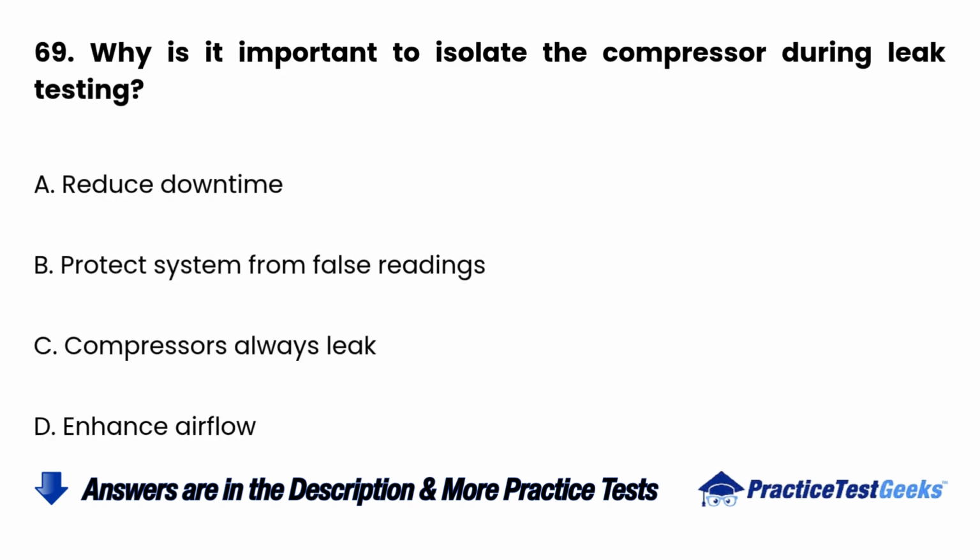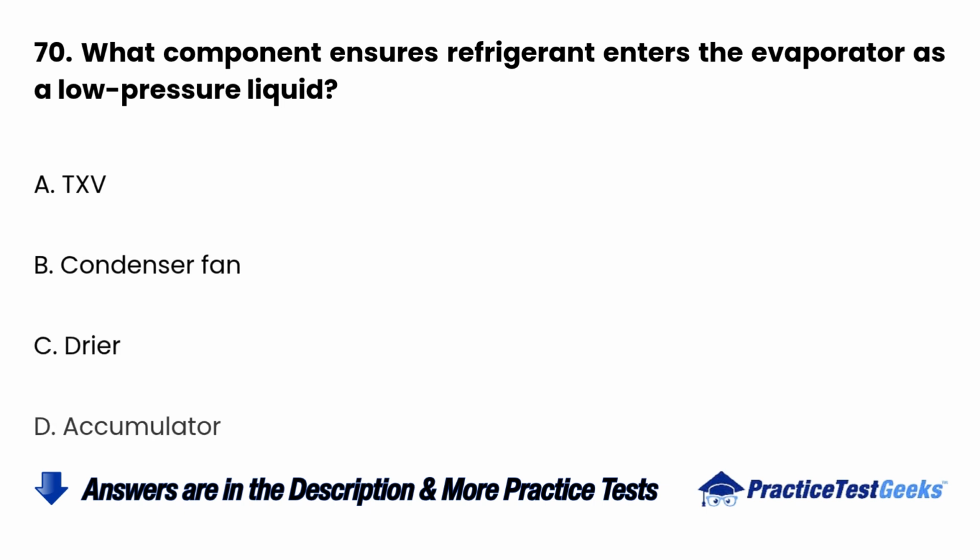69. Why is it important to isolate the compressor during leak testing? A. Reduce downtime. B. Protect system from false readings. C. Compressors always leak. D. Enhance airflow.